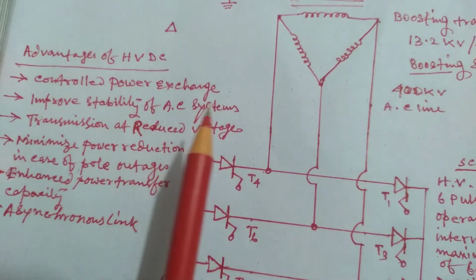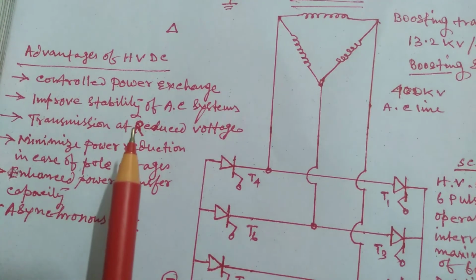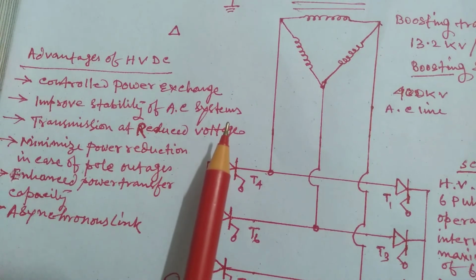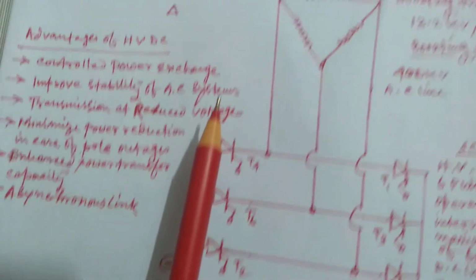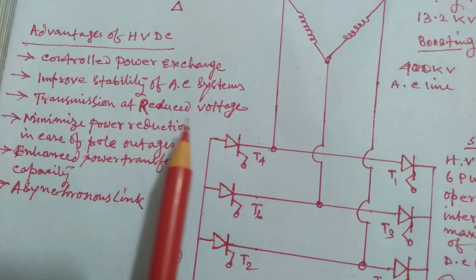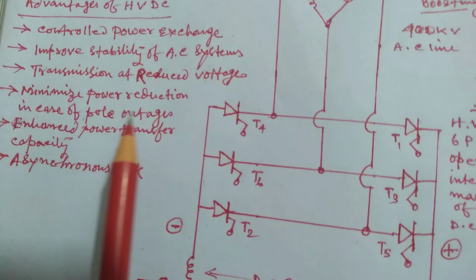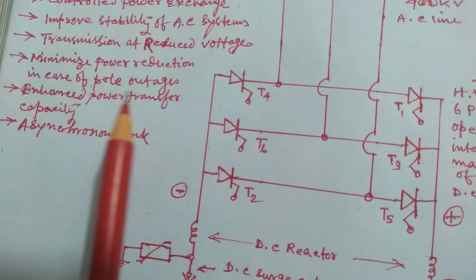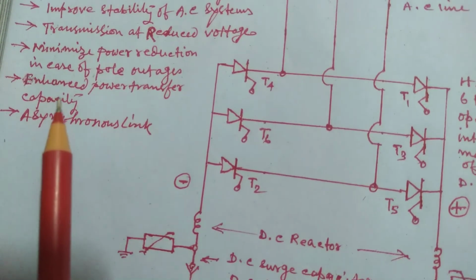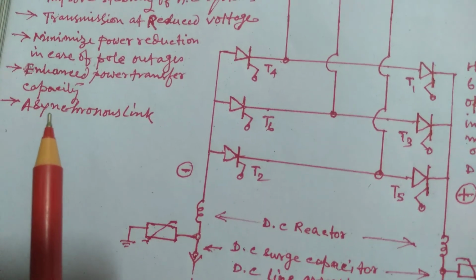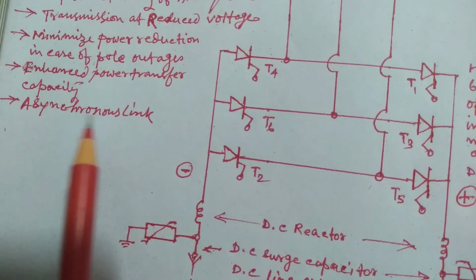controlled power exchange, improved stability of AC systems, transmission at reduced voltage, minimized power reduction in case of pole outages, enhanced power transfer capacity, and asynchronous link.